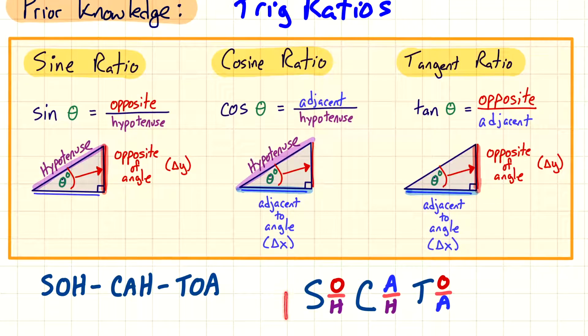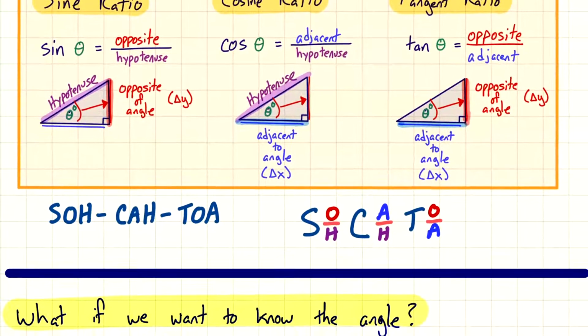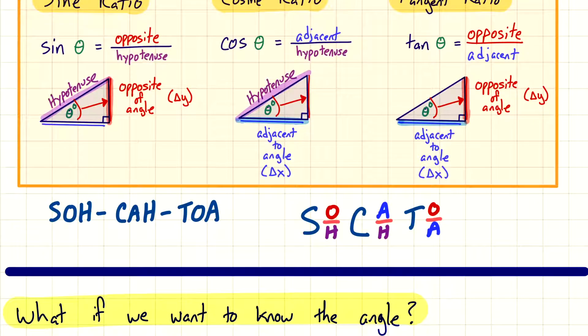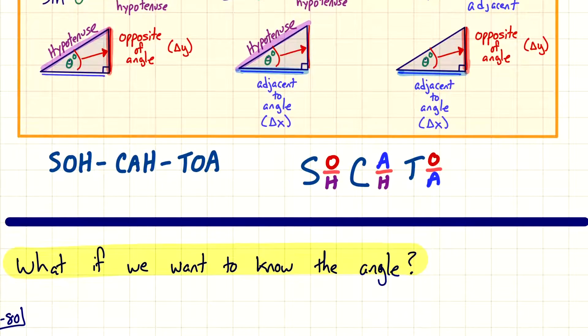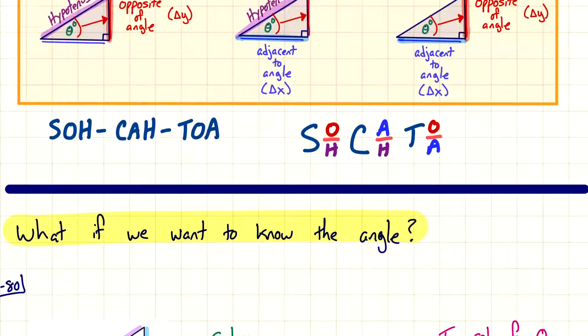I like to write it using fractions, so it's a little bit easier to remember what goes on top and what goes on bottom. Right, so I'll still say SOHCAHTOA, except I try to remember what goes on top and what goes on bottom. All right, so we're using these trig ratios as we move forward. And so typically we use trigonometry, our trig ratios, to find missing side lengths.